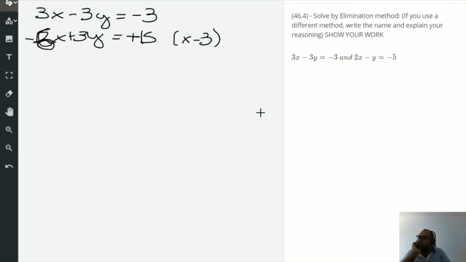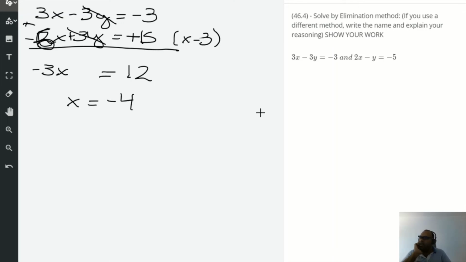Great. Let's look at the coefficients right now. Here I have 3, negative 3 and positive 3, matching coefficients. How can I solve this one? Guys, pretty simple. We just add, they're opposite. 3x minus 6x is negative 3x. Negative 3y plus 3y, goodbye, equals negative 3 plus 15, which is 12. How many times does negative 3 go into positive 12? It is x equals negative 4. Great. I found the value for x.